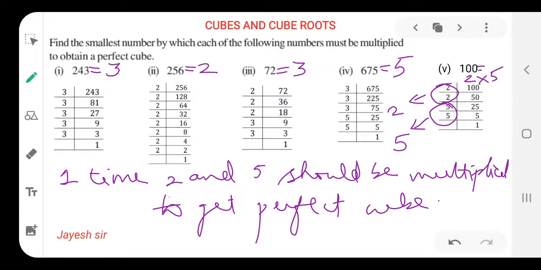I hope you all are getting it, friends. That means it should be multiplied by 10 to get the perfect cube. I hope you all are getting it. So this was the easier type.